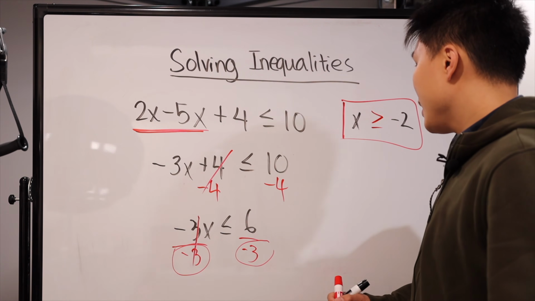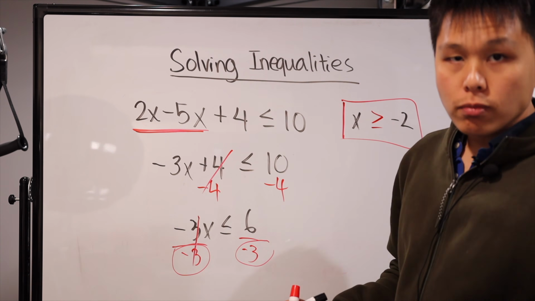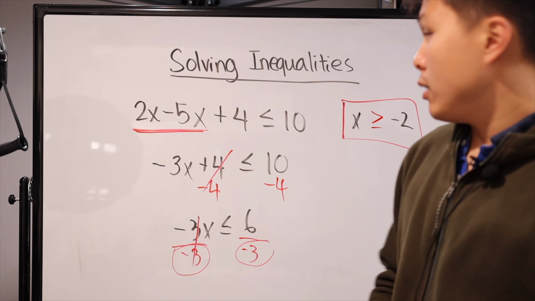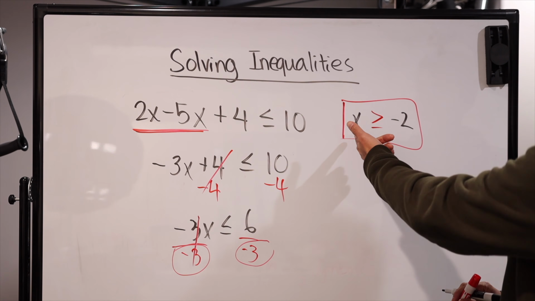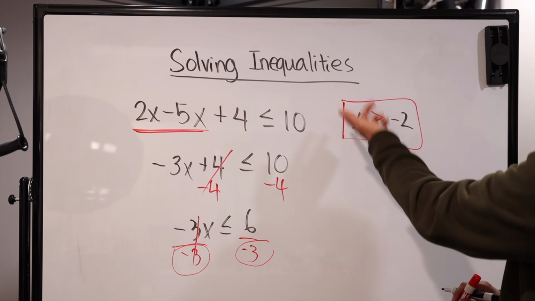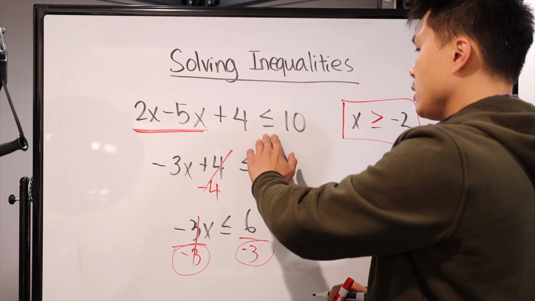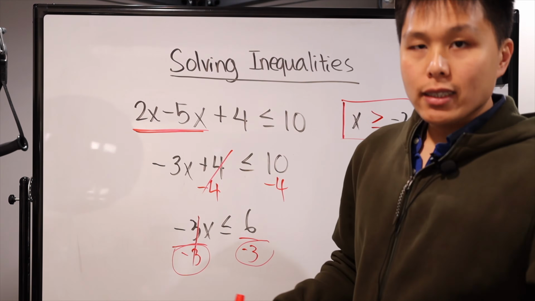The best way to test it out is you could just pick a number and then plug it into the original inequality and see if that statement is true. Right, this one is fairly simple. A number greater than negative 2 is 0. Right, you put in 0, these guys all go away. And if 4 is less than or equal to 10, yes, that makes sense.